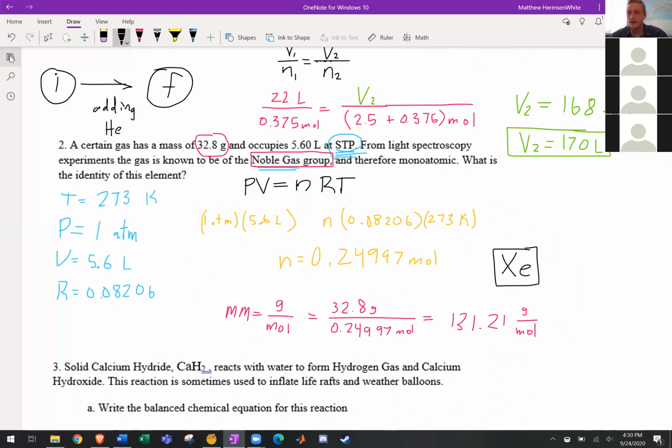What questions do you have on either problems number 1 or problem number 2?